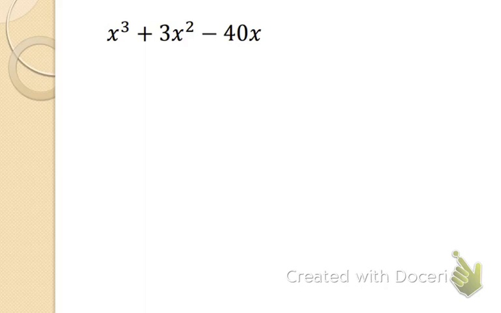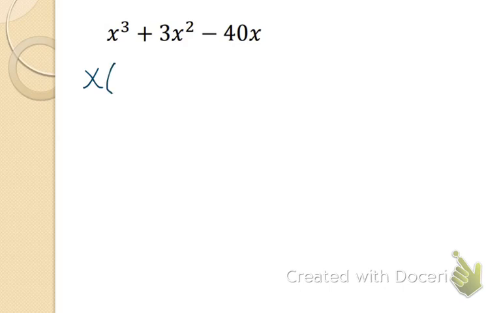Next one. Here we have x cubed plus 3x squared minus 40x. So if we look at the coefficients, this has a 1, this has a 3, this has a 40. They have nothing in common. However, each term has an x involved. So that means we can factor out an x. You can take out an x from each term.